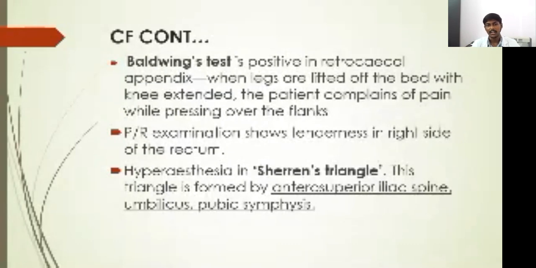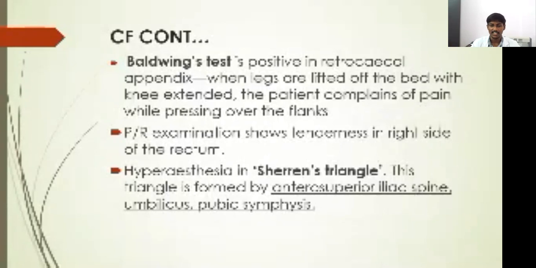Baldwin sign is positive in case of retrocecal appendix. It's nothing but asking the patient to lift the leg when he is in the supine position on the bed with the knee extended. The patient complains of pain while pressing over the flanks of his abdomen, and per rectal examination shows tenderness on the right side of the rectum.